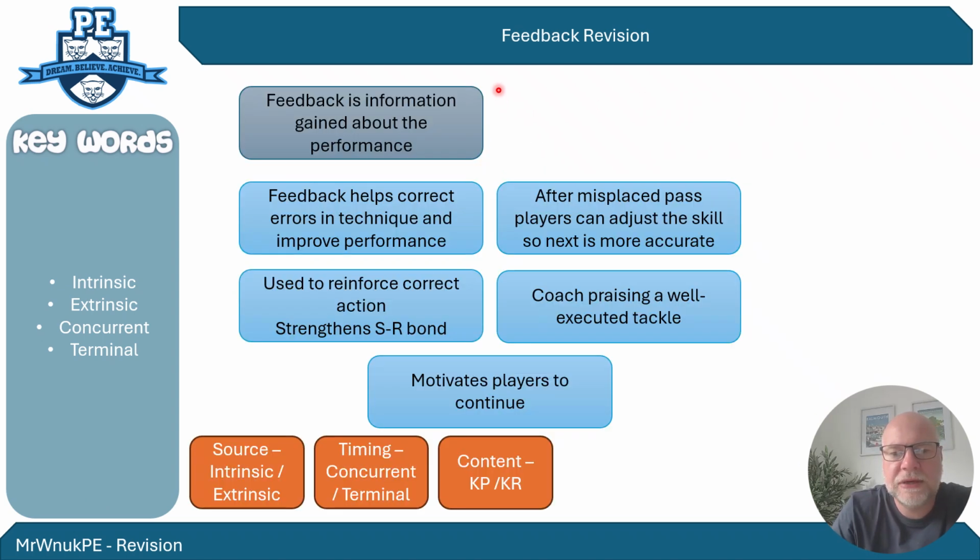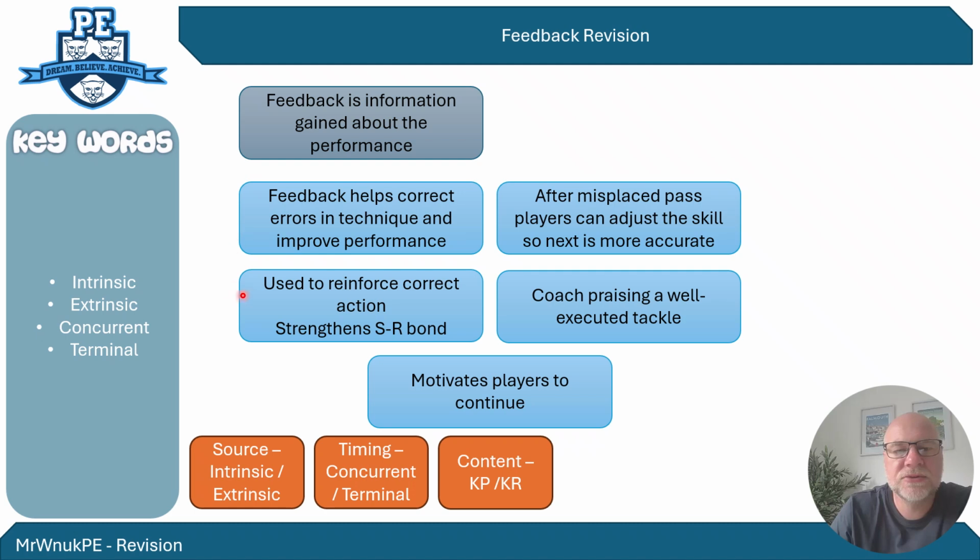Starting off with what feedback is, it's information that you gain about your performance. So it's any sort of information centered around the performance, and it's generally used to help correct our errors and improve our technique. And ultimately, the goal of feedback is to improve performance. Your understanding of this should be able to give a sports example, such as a misplaced pass. Players can adjust so the next time they make the pass, it's more accurate.